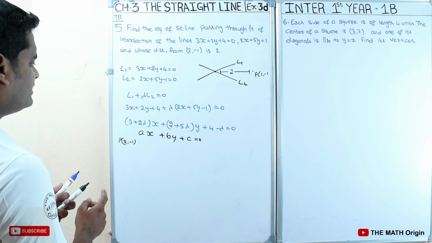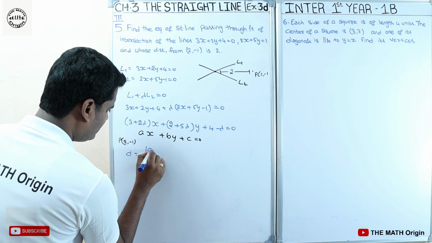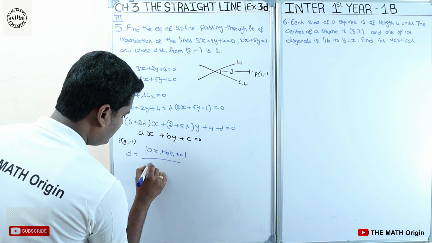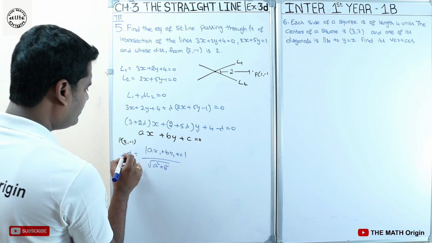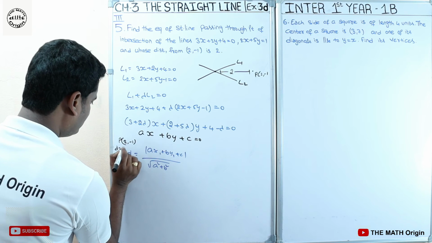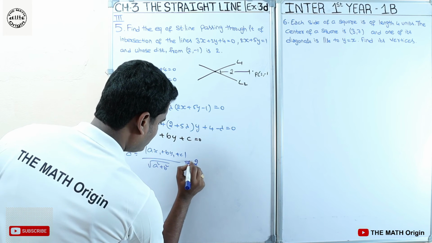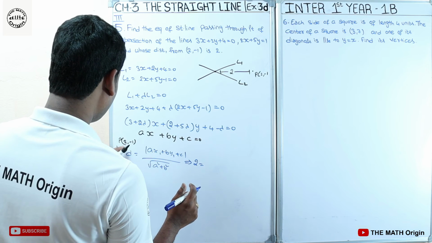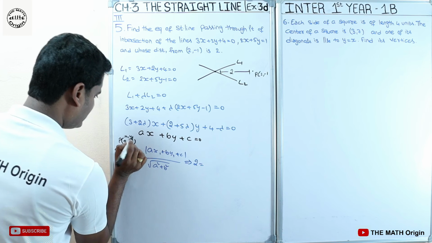So now we need to find the distance. Distance d is equal to modulus of ax1 plus by1 plus c by root of a square plus b square. Now we have d also as 2. Here I can write d equals 2, distance. So from this, 2 is equal to ax1. A is 3 plus 2 lambda into x1. x1, y1 is this one, we know, right?